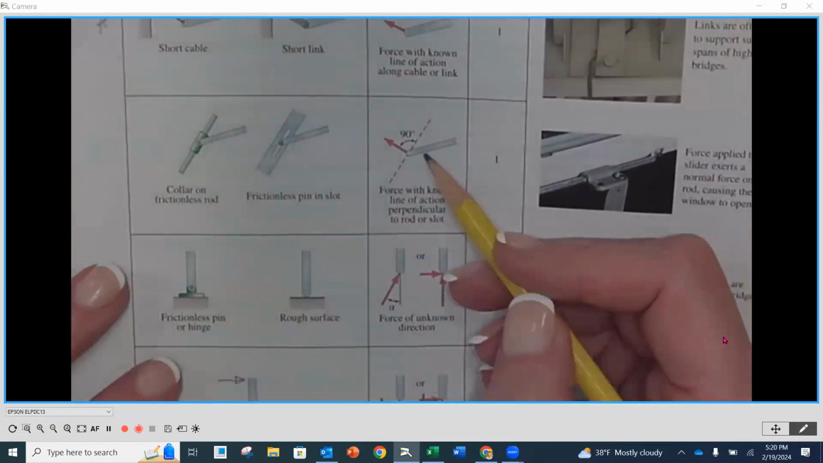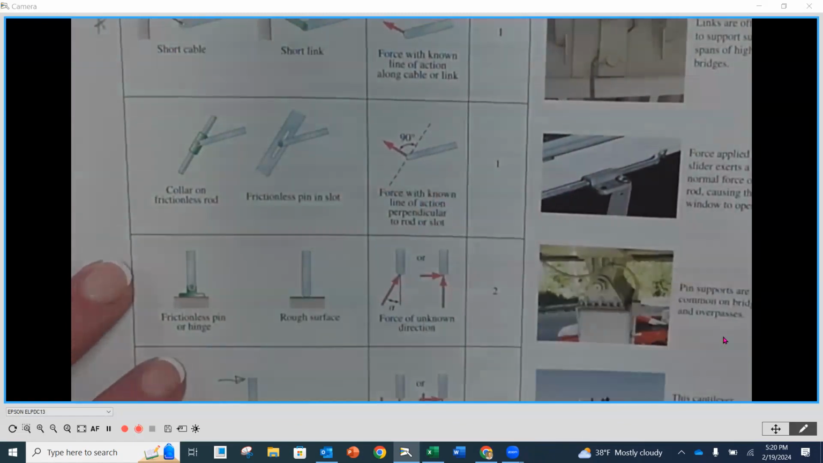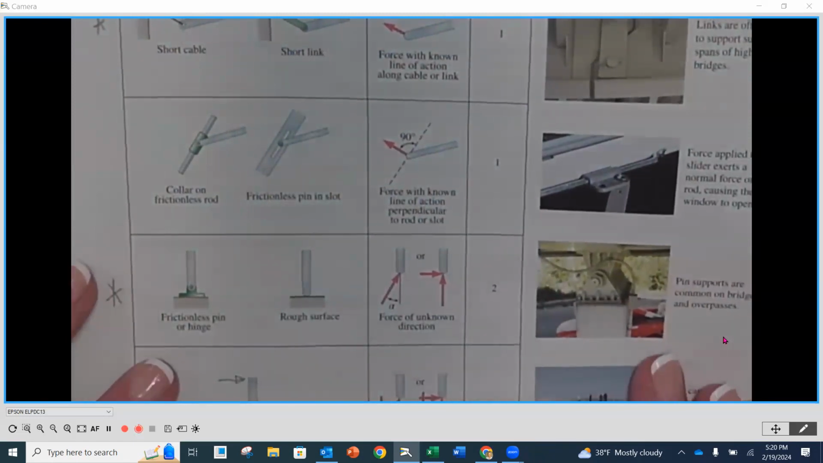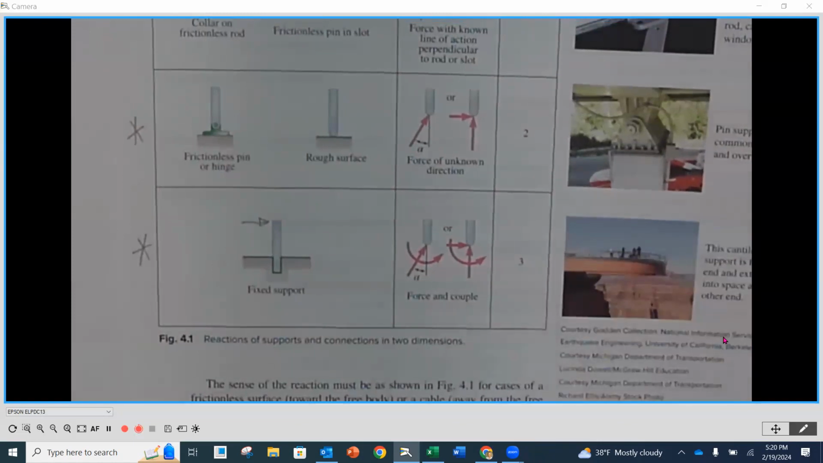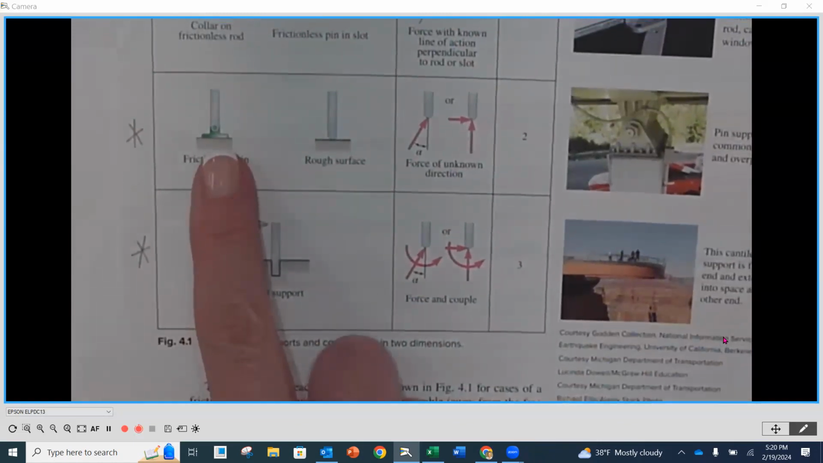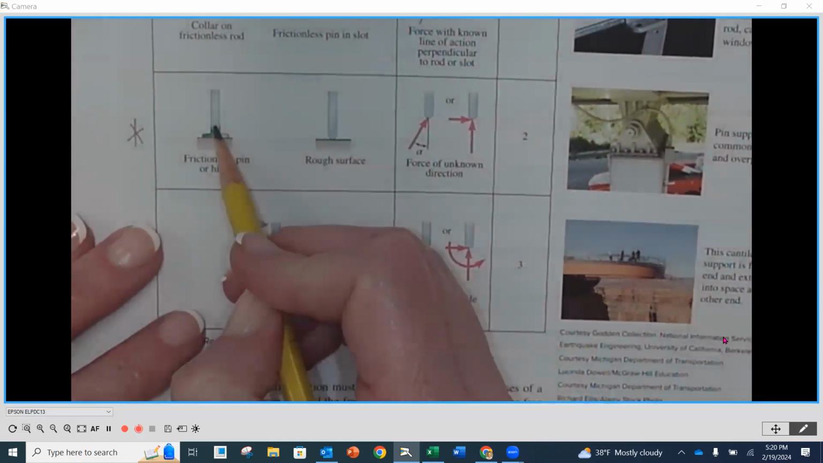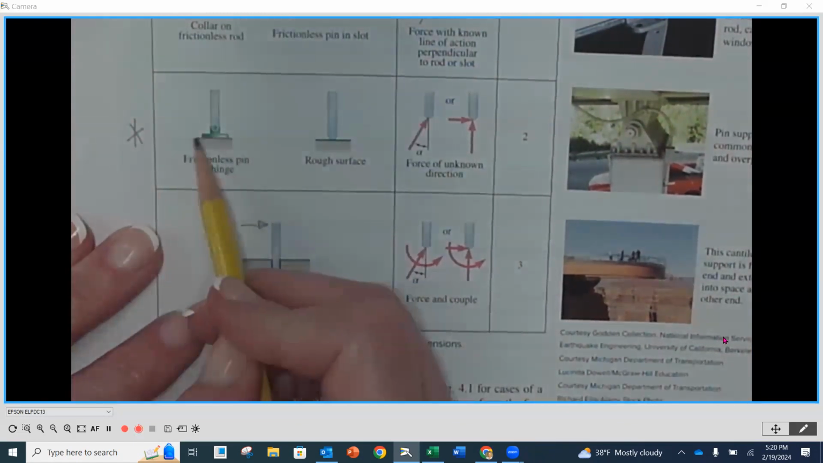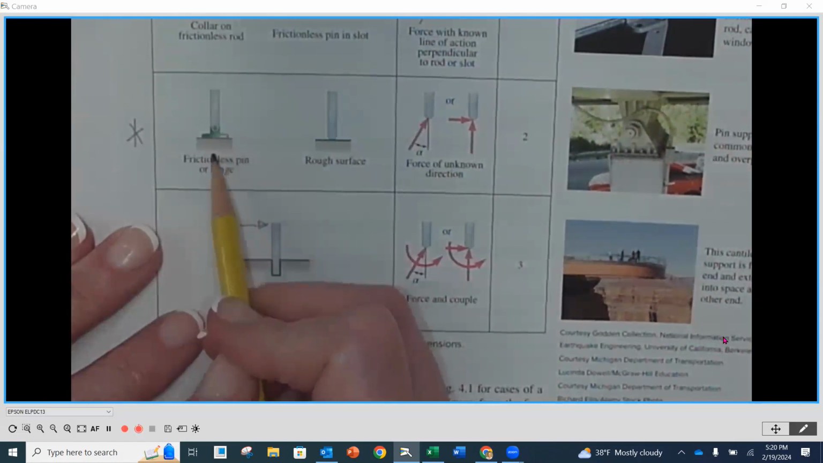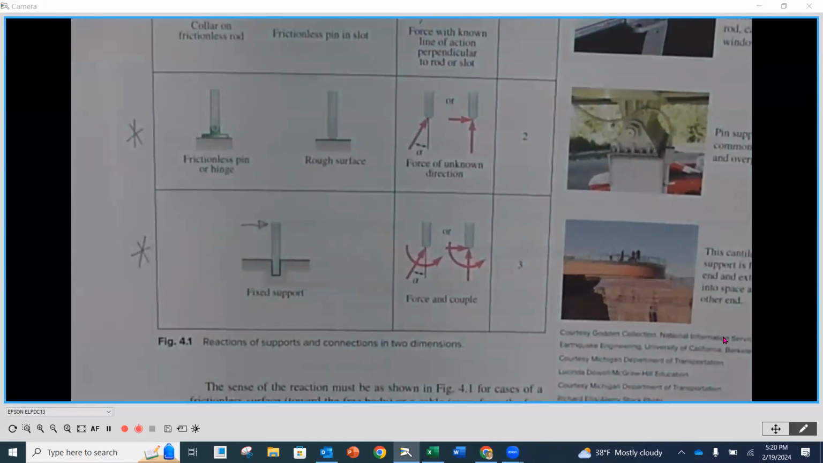But this would be perpendicular to the actual rod itself or perpendicular to the line of action that it would be on. Okay. And then as we move down, the last two are also going to be two that we're going to see on a more regular basis. The first one that we're looking at here is called a pin reaction or a frictionless pin. A frictionless pin is going to have a pin through here. So it's going to constrain going horizontally and vertically. So there will always be an X and a Y component for a pin reaction.